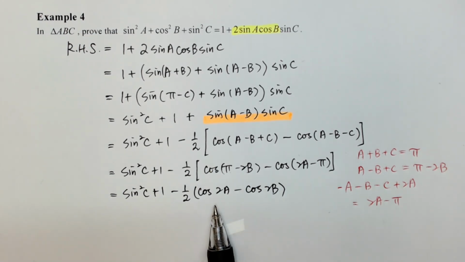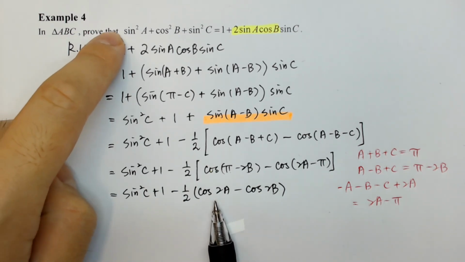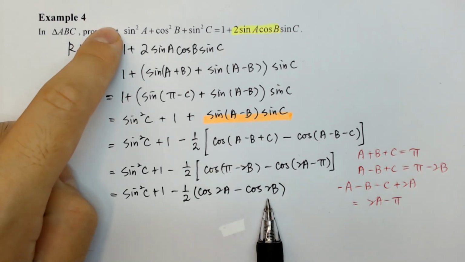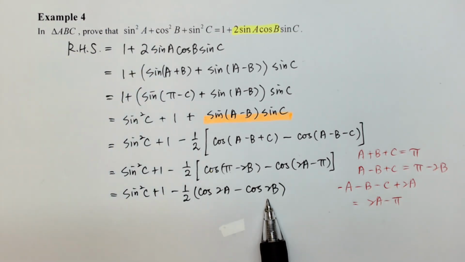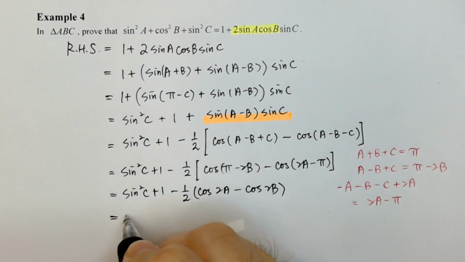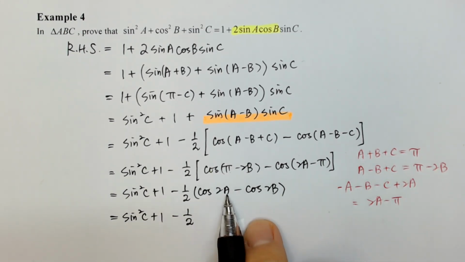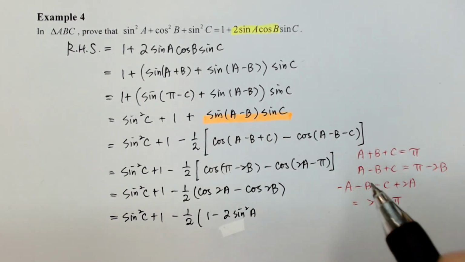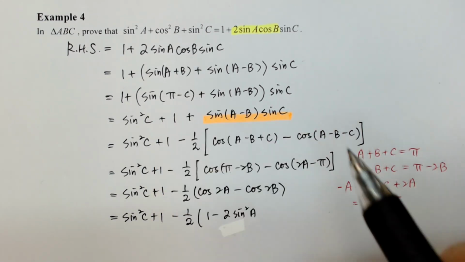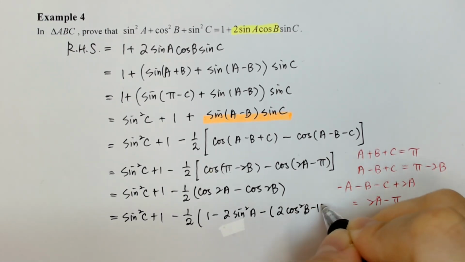Now, for cosine 2A, you know that you need to write something related to sine square A. So you need to make use of the compound angle formula to rewrite cosine 2A in terms of sine square A. For cosine 2B, you need to write something related to cosine square B. So we use the compound angle formula here. For cosine 2A, we have 1 minus 2 sine square A. And for cosine 2B, in terms of cosine square B, we should have minus of bracket 2 cosine square B minus 1.